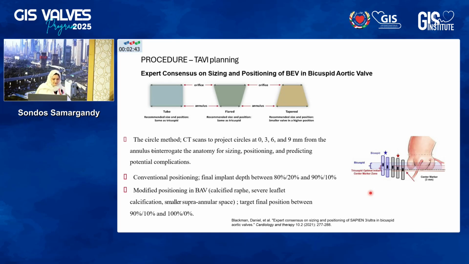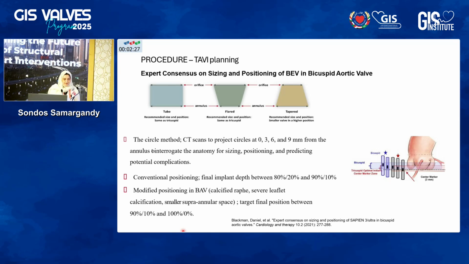So you take the ratio, not 80-20 now, make it less. Maybe it's 90-10 or 95-5%. Even zero is acceptable in the bicuspid with the calcified raphe, so your anchoring is not the issue. Your issue is to seal everything and to make the oval shape circular as much as you can.